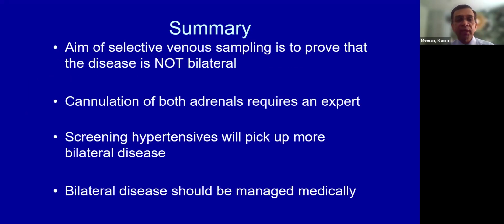So in summary, the aim of venous sampling is to prove that it is not bilateral. Cannulating both adrenals really needs an expert, okay? And so you want to concentrate our experience in centers with a high throughput. If you screen hypertensive patients, you're going to get more bilateral disease, okay? And they should be managed medically.